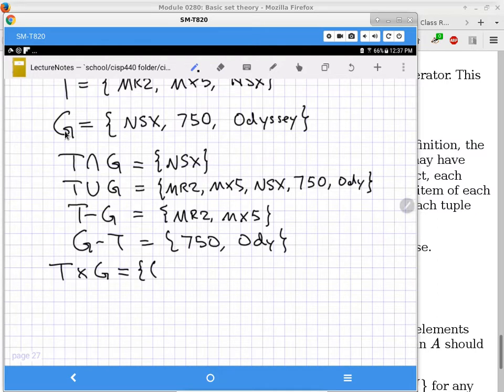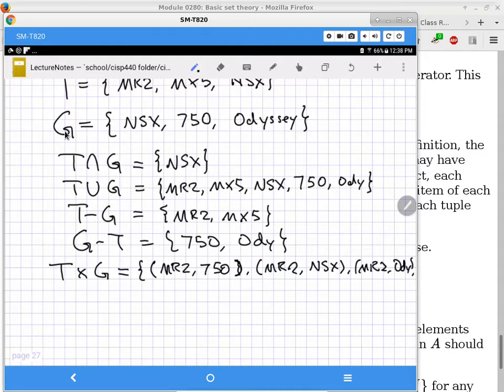Okay, so I'll give you a few, just to start with. So we have MR2 paired up with 750. Okay, round parentheses. Got to use the right kind of parentheses. MR2 can also pair up with NSX. But this NSX is not from T. This NSX is from G. The second component is always coming from the set to the right-hand side of the operator. Okay? And then we got one more, which is MR2 paired up with the Odyssey.